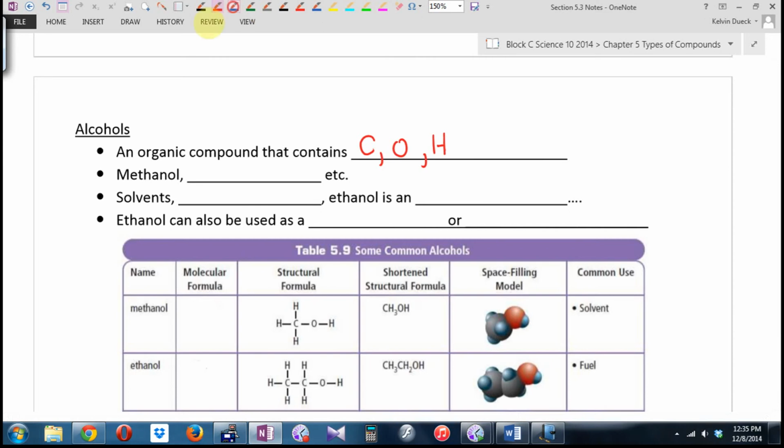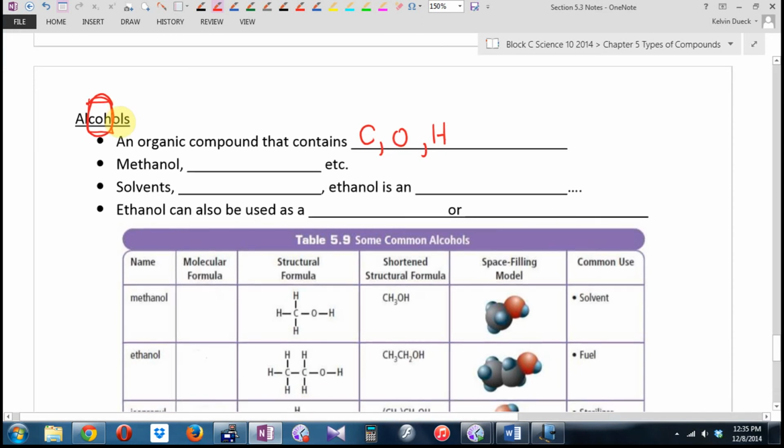Mr. Dueck, it would be wonderful if there was an easy way that I could remember that alcohols contain carbon, oxygen, and hydrogen. If you were a good teacher, Mr. Dueck, you'd have some simple, easy way that I could remember that. Yeah, I got nothing. Sorry, I suck. Which is why I wrote it in that order, by the way.